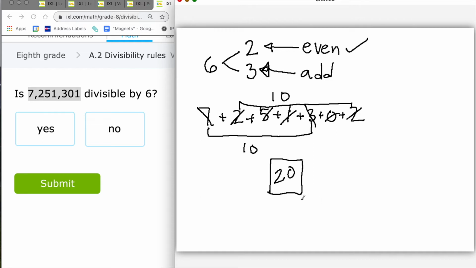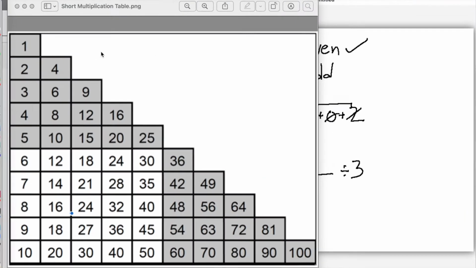I would ask her, and she might say, I don't remember. And then I say, oh, well, we're trying to do 6. We got the 2. We're trying to figure out the 3. We added all these numbers together. We're trying to see, is this number divisible by, and then hopefully she says 3. And I say, yes. Now we go to our table.